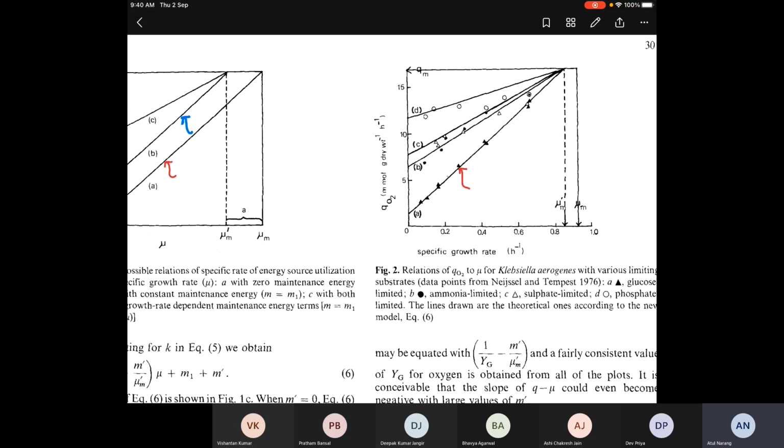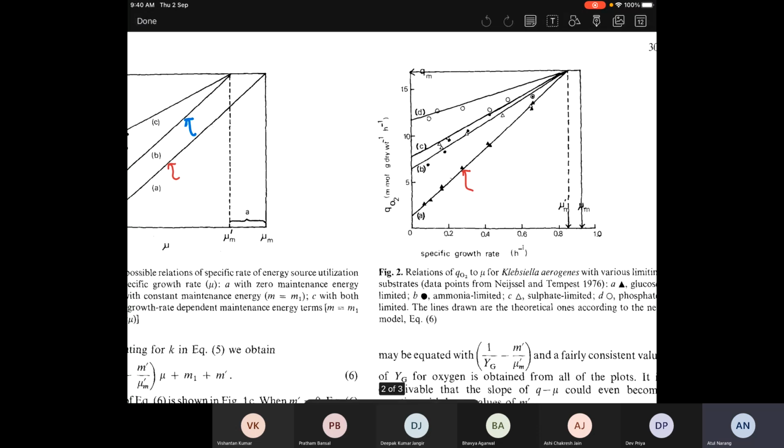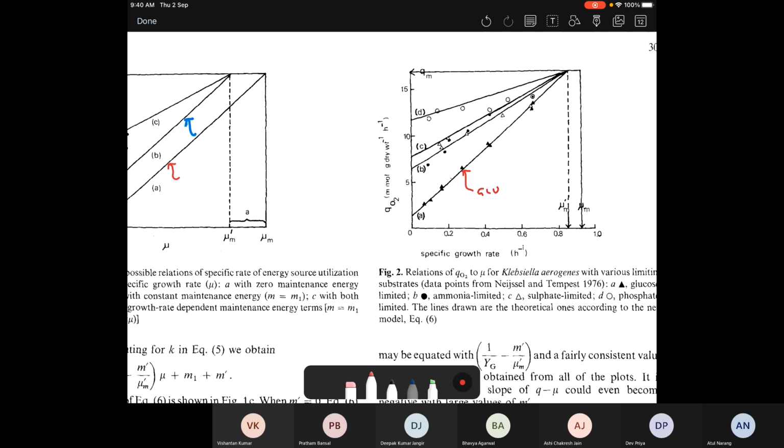So this is the data obtained when the culture was glucose limited. And the other graphs that are obtained, like this one over here, the one in black, this is the data obtained when the culture is ammonia limited. And the other one, the one on top of that, is sulfate limited, and the one on still top of that is phosphate limited.